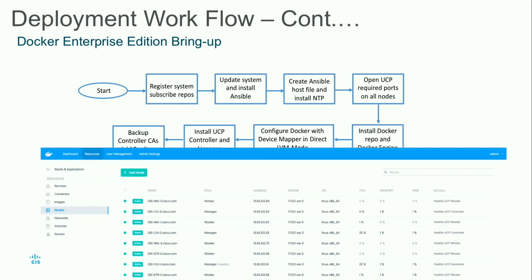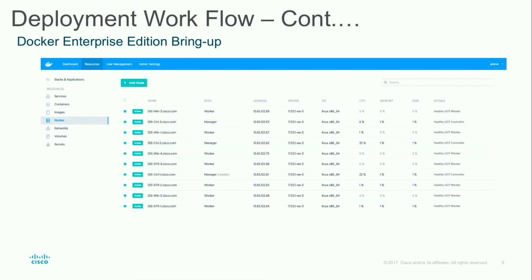And that's how the end state looks once it's all done. You have a manager, which is one of the managers acting as a leader, three managers, and the workers, and the DTR roles.